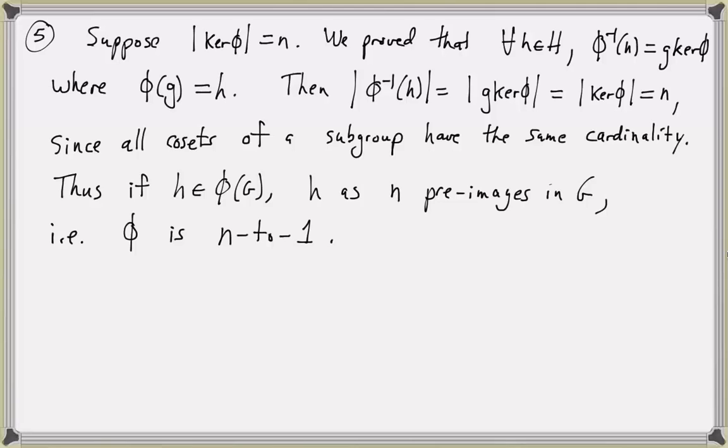Now for a quick corollary to property 5, we see that if n is 1, that is, there's only the identity element in the kernel of phi, then phi will be a 1-to-1 mapping. And if we know that phi is a 1-to-1 mapping, we already know that phi of the identity gets mapped to the identity. So we have the following corollary of statement 5: phi is 1-to-1 if and only if the identity is the only element in the kernel of phi.